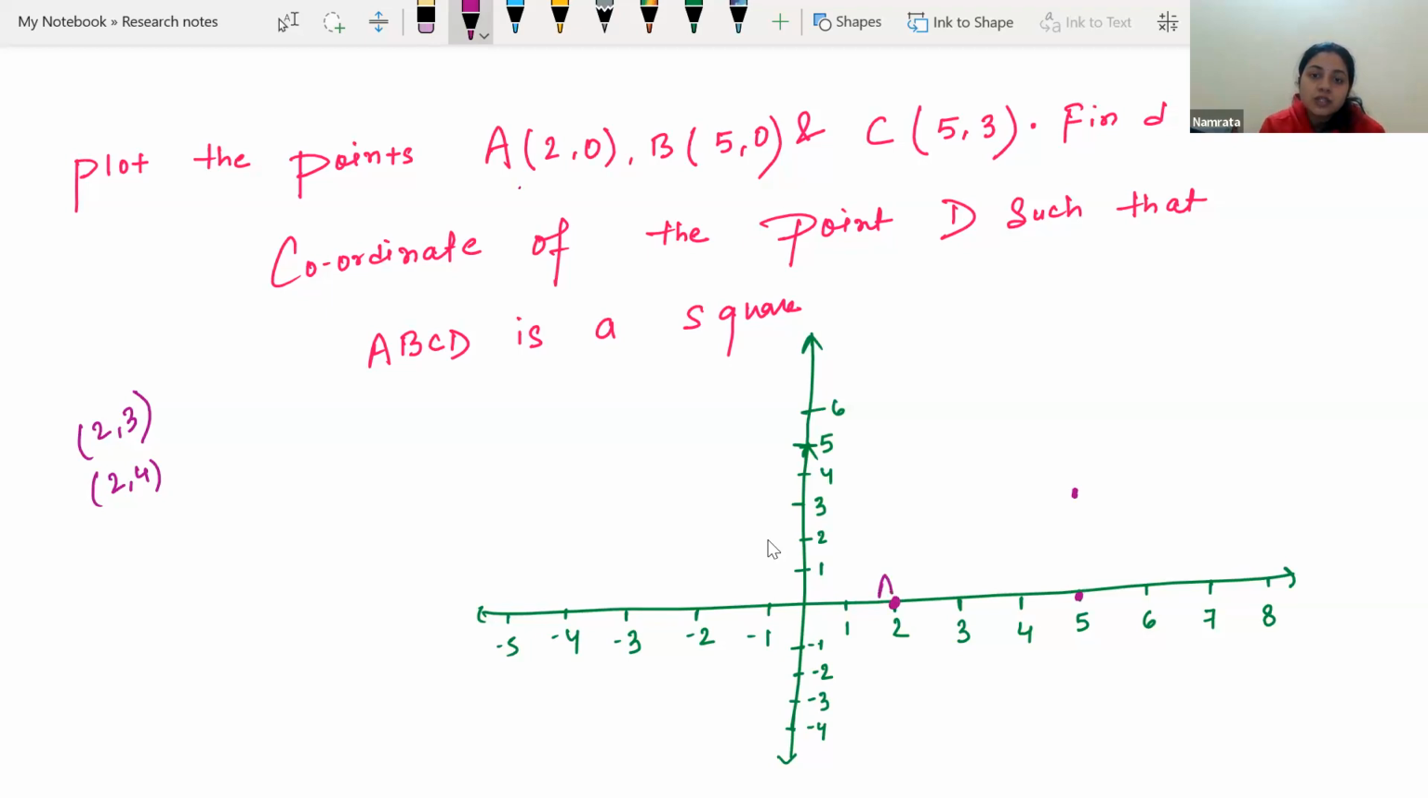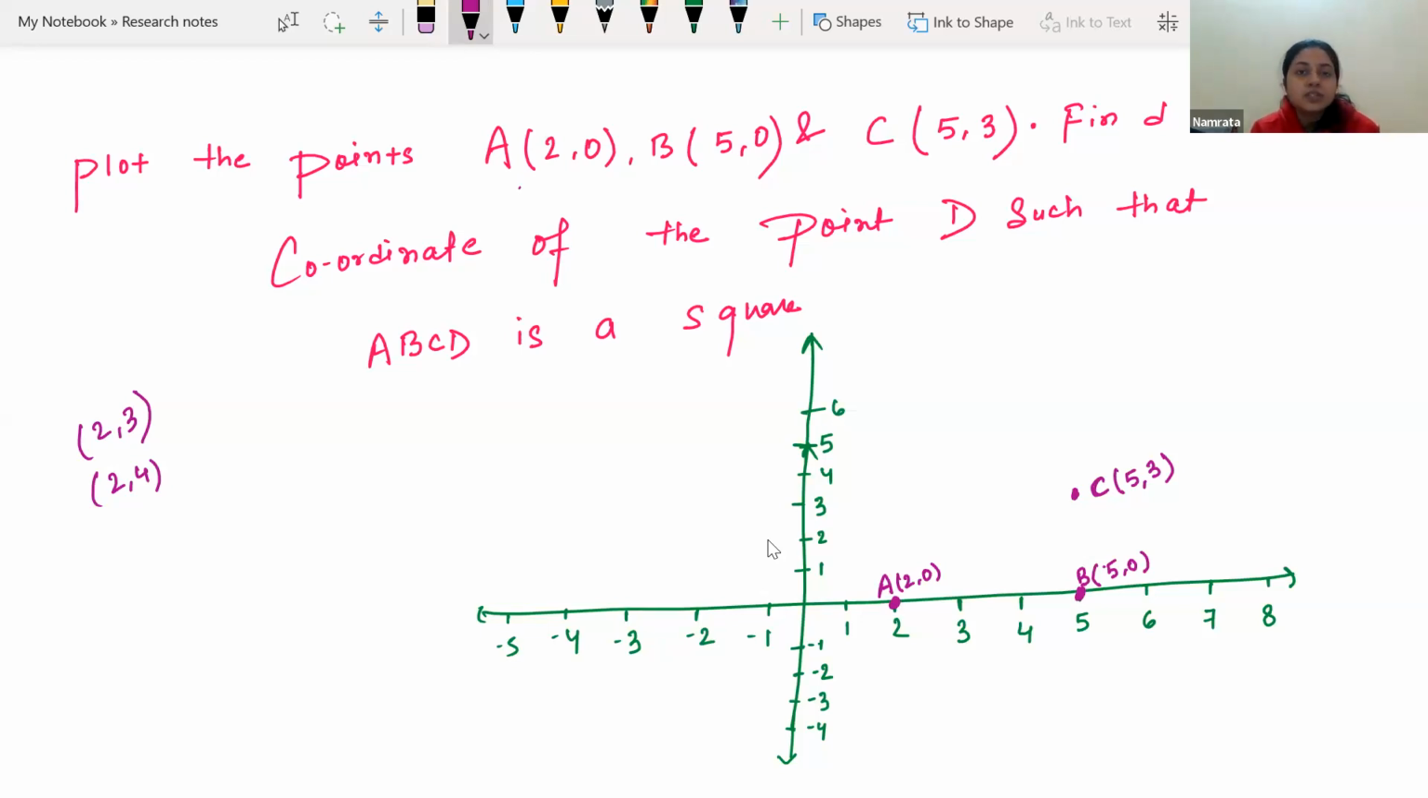So can we say this is point A where the coordinate is (2, 0), x is 2, y is 0. Now the other point B is (5, 0). So here we have point B, which is (5, 0). Now point C: x is 5, y is 3. We need to find point D.